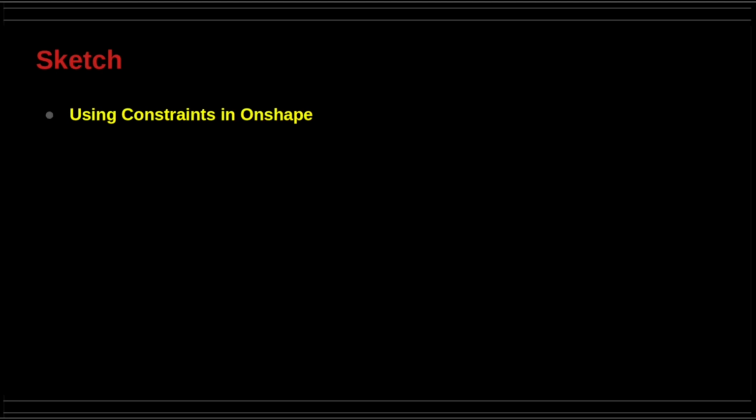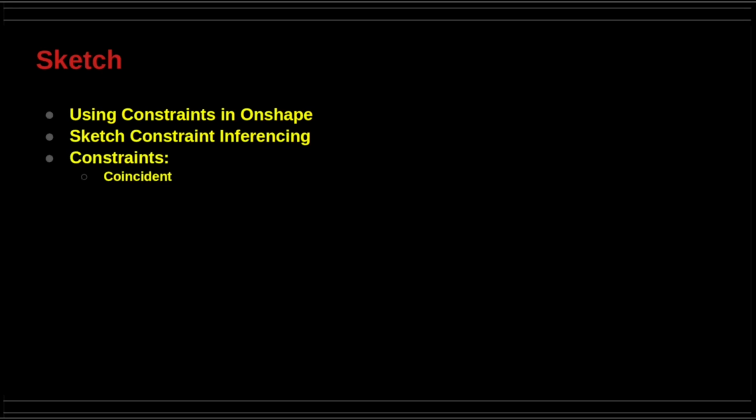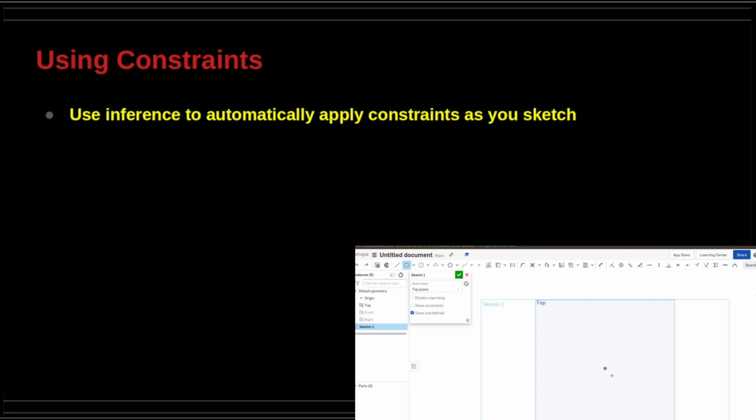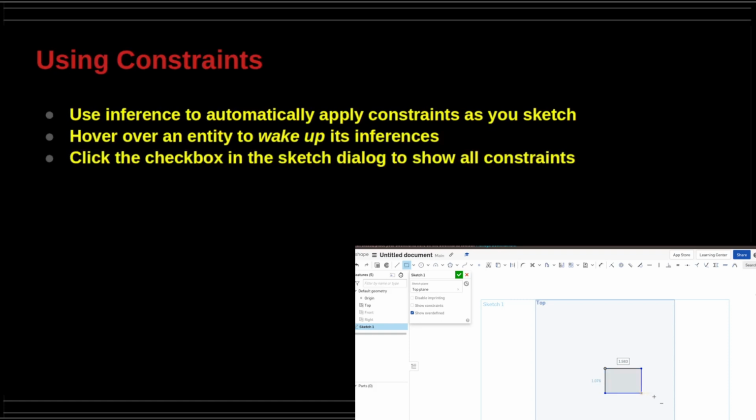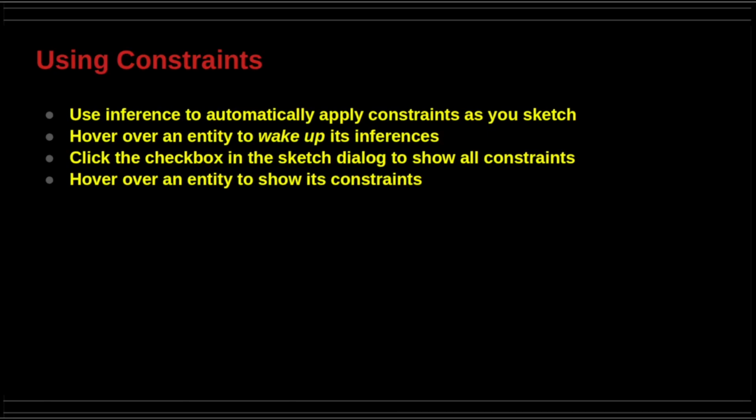You can use constraints in Onshape through inference. There are several different kinds of constraints: coincident, horizontal, vertical, and equal. There are several ways of using constraints. You can use inference to automatically apply constraints as you sketch. Hover over an entity to wake up its inferences. Click the checkbox in the sketch dialog to show all constraints. Hover over an entity to show its constraints.